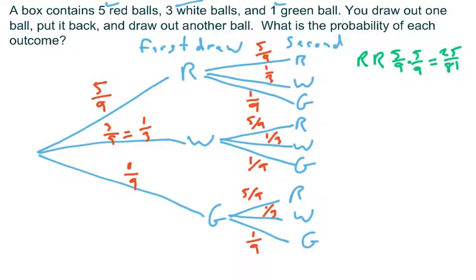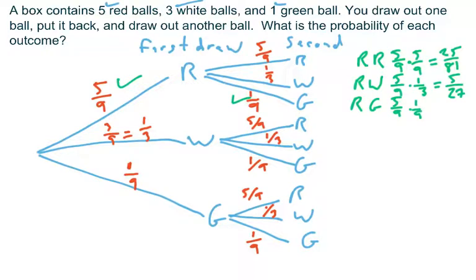Similarly, the probability of a red followed by a white would be 5/9 times 1/3, and that's 5 over 27. This is going to give me all the fractions in reduced form, I believe. You could also have a red followed by a green, and that would be 5/9 times 1/9, multiplying the probabilities along the path or the branch that leads from the start through red and then finally green. 5/9 times 1/9 is 5/81.